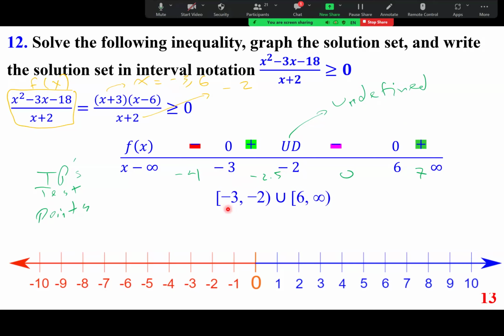Now, negative 3 belongs to the numerator. So because we have the equality, it's included. But negative 2 is not included because it's undefined. 6 belongs to the numerator and it's included. And on a number line, anywhere from negative 3 to negative 2, this is a solid point, this is not. And over here, anywhere from 6 to infinity.